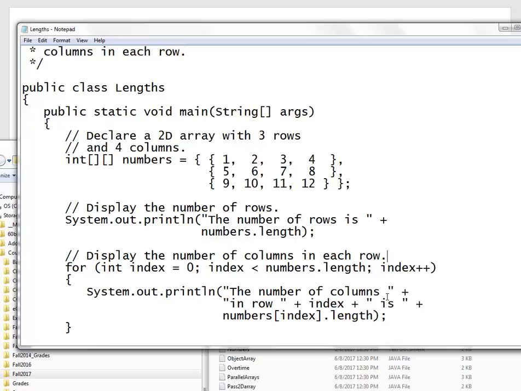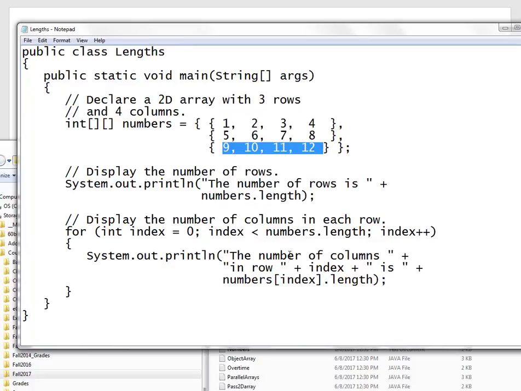So if I look at row 0, the number of columns in row 0 is 4, right? The number of columns in row 1 is 4. The number of columns in row 2 is 4. So it kind of breaks down, because with this syntax you can actually use the dot length in this way. All right.